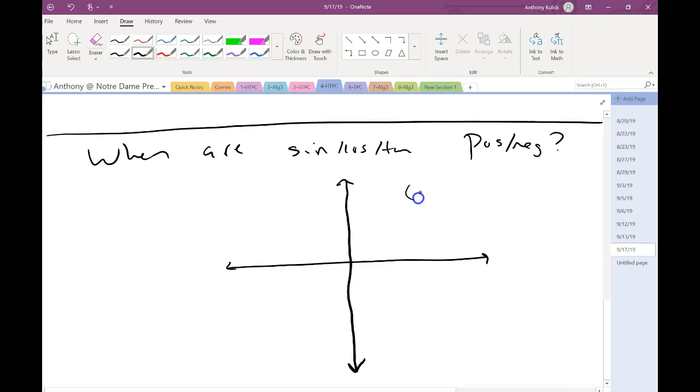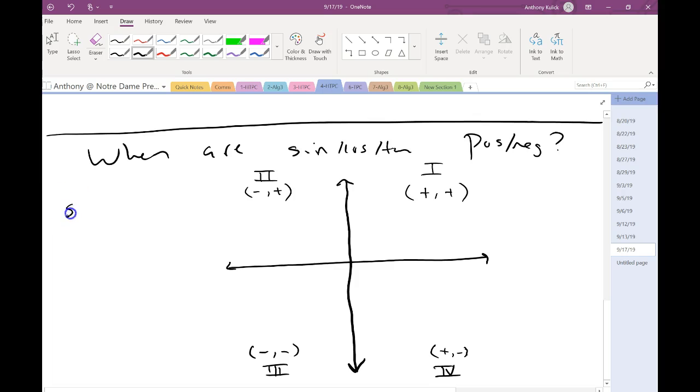So, the first quadrant, the x's are all positive and the y's are all positive. In the second quadrant, the x's are negative, but the y's are positive. In the third quadrant, both the x's are negative and the y's are negative. And in the fourth quadrant, our x's are positive, but our y's are negative. Everybody okay with this? This is basic, like pre-algebra, just defining, using a little bit of vocab.